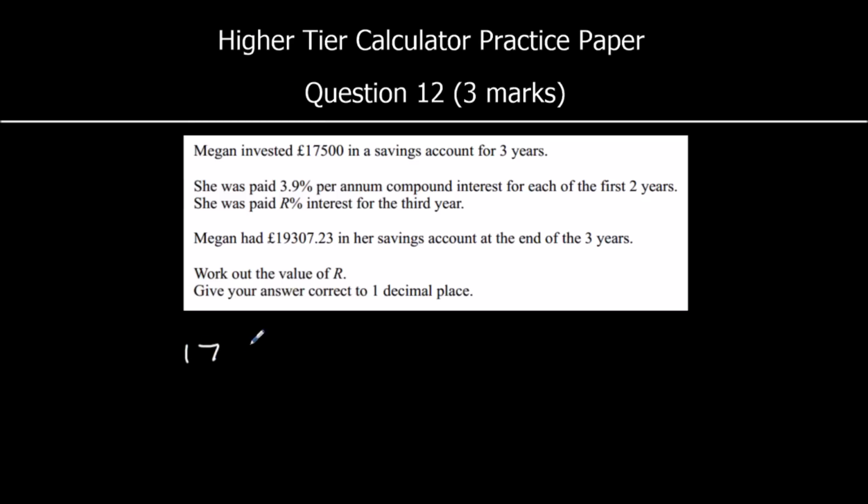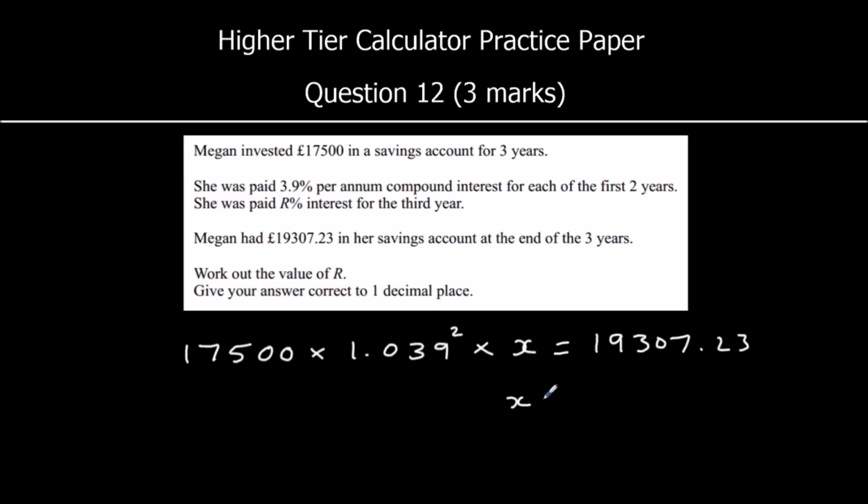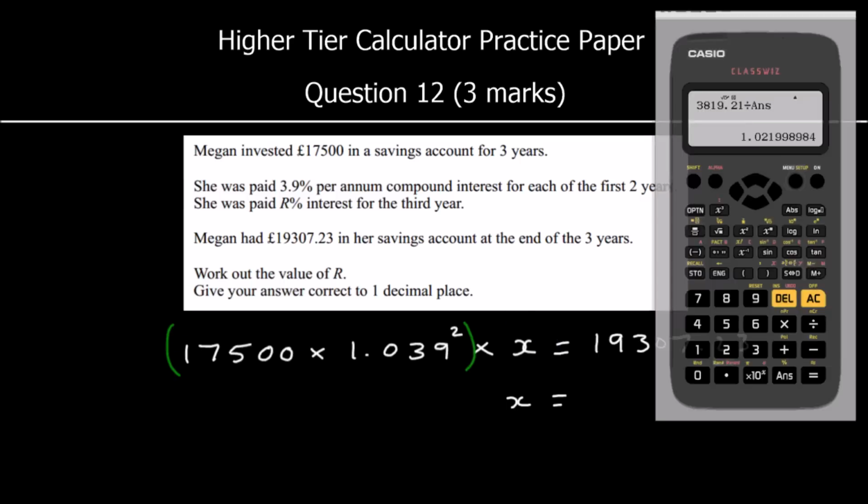So she started with 17,500. We add on 3.9%. So that's multiplied by 1.039 for 2 years, and then another multiplier for the third year. And that equals £19,307.23. So let's get x by itself by dividing by this number. So this is just a number. All of this together, we can just say is one number. And at the moment it's times by x. So to get x by itself, we can divide by it.